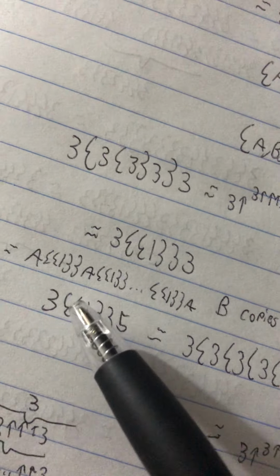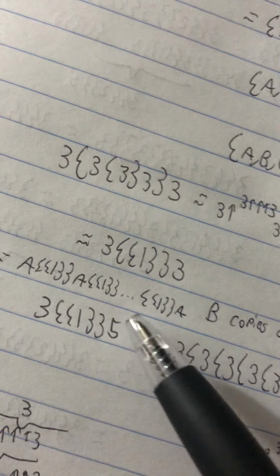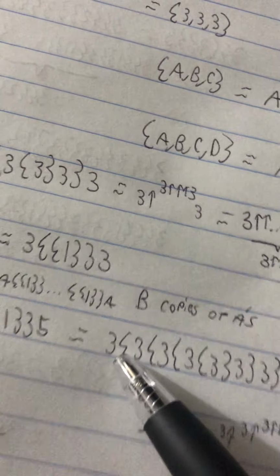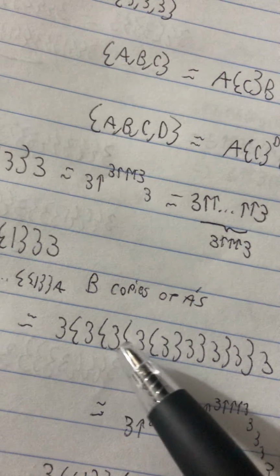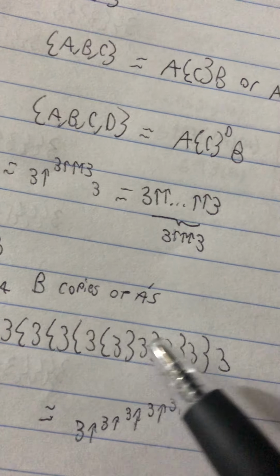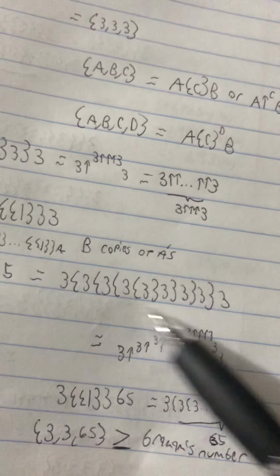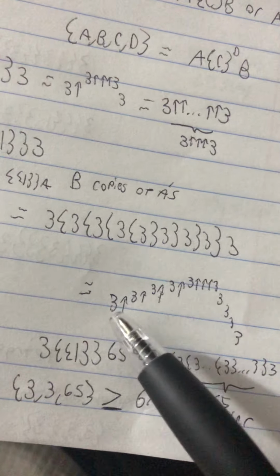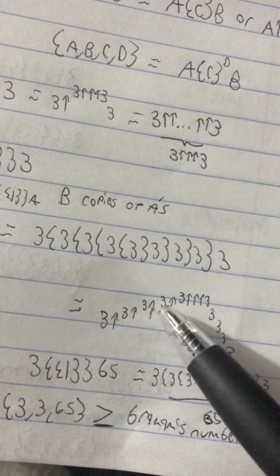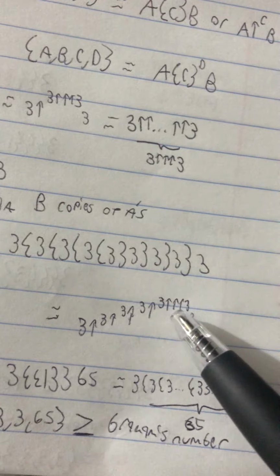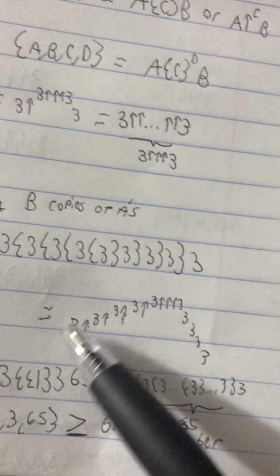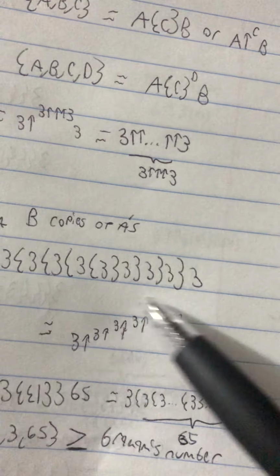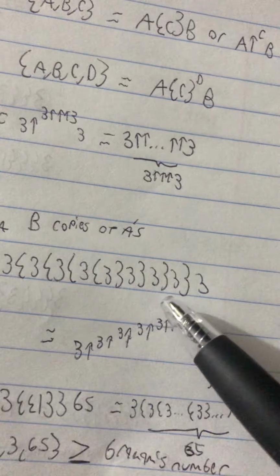So 3 curly bracket 1 curly bracket 5 equals 3 curly bracket 3 of 3 curly bracket 3 and curly bracket 3 curly bracket 3. That's 5 threes into the center there. So that equals 3 arrow 3 arrow 3 arrow 3 arrow 3 triple arrow 3. Of course, this is a very big number. This can be comparable to G5, at least 5 layers of Graham's number.